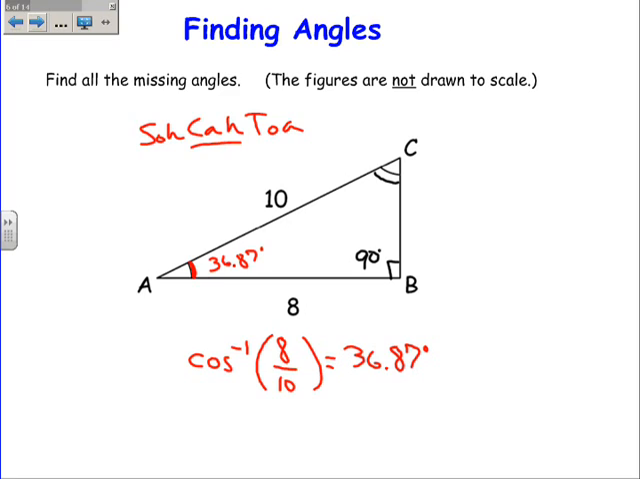Now I know that the angles in a triangle add up to be 180, so I take 180 minus 90 minus 36.87, and I find angle C to be 53.13 degrees.